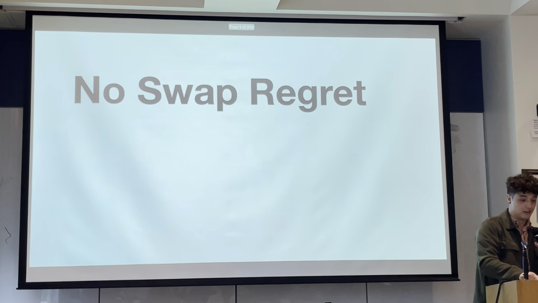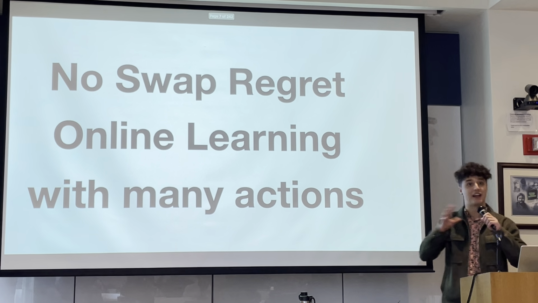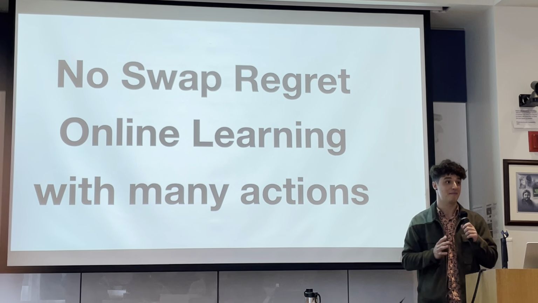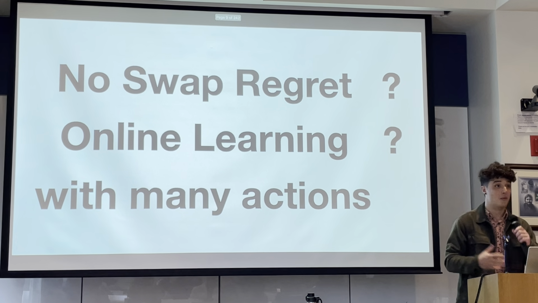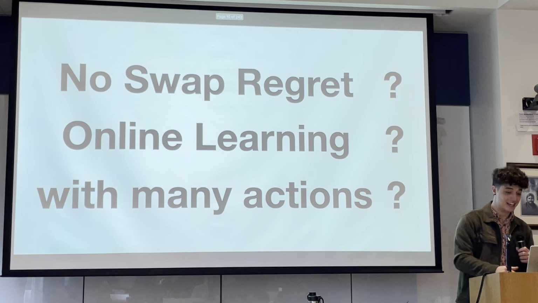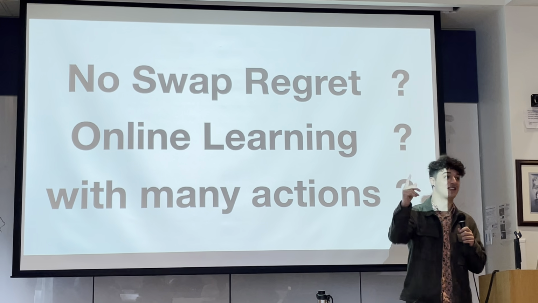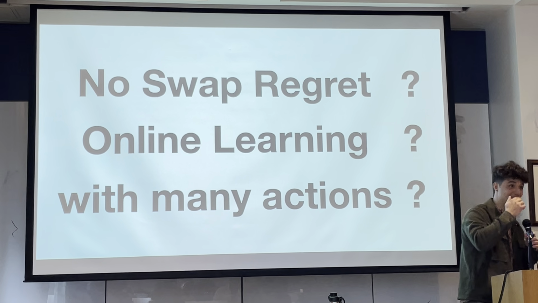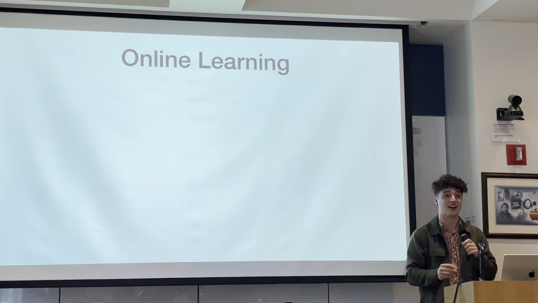All right. The main result of this paper is an online learning algorithm that achieves no swap regret, online learning in a setting with many actions, okay? But what is swap regret? What's online learning? And why are there so many actions? We're gonna answer all those questions here today. Stay tuned. Let's go. Let's start with the basics of what is online learning.